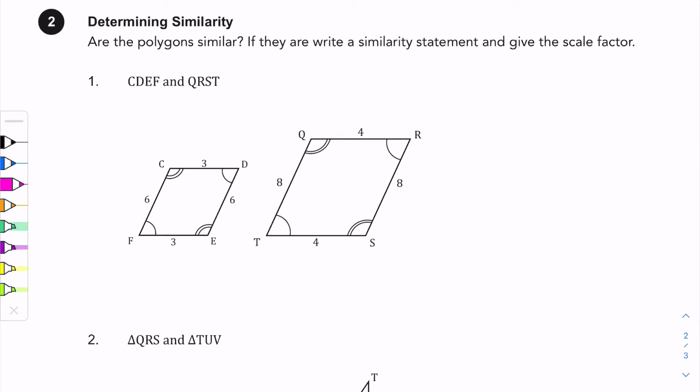For the next example, we need to determine if the polygons are similar. If they are, write a similarity statement and give the scale factor. So we don't know if these two figures are similar. We need to prove that they are or that they aren't. So the first thing that we need to do every time we're looking for this is prove that we have all congruent angles.